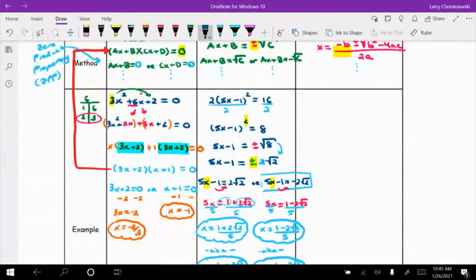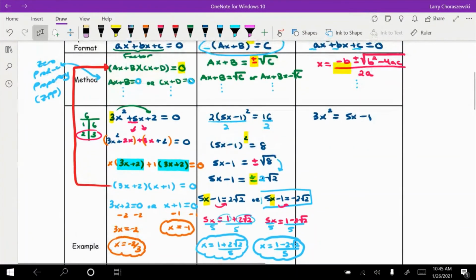So with the quadratic formula, let me write the example out. I'm going to write this as 3x squared equals 5x minus 1. I want you guys to tell me if we need to maybe rewrite this equation before we apply the quadratic formula, or if we can just jump to the quadratic formula from here. What do you guys think?